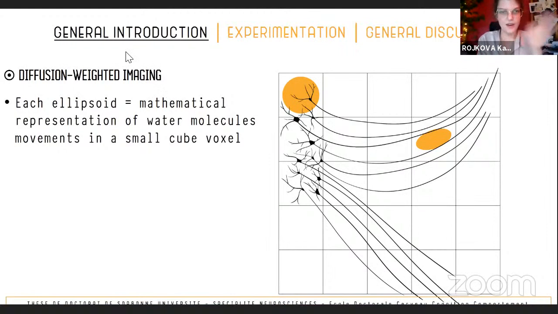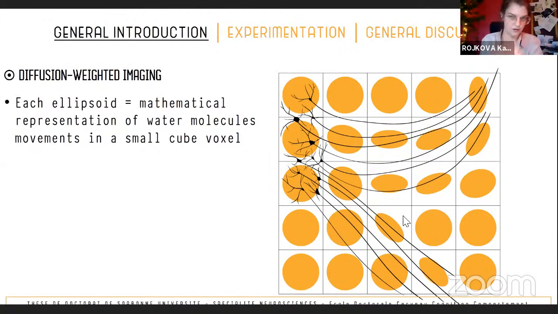Okay, here we can see what is going on in two typical voxels, one in gray matter, the other one in white matter. On the entire slice, it will look like something like that. You will have for each voxel an ellipsoid that represents what's going on with the molecules in this voxel.